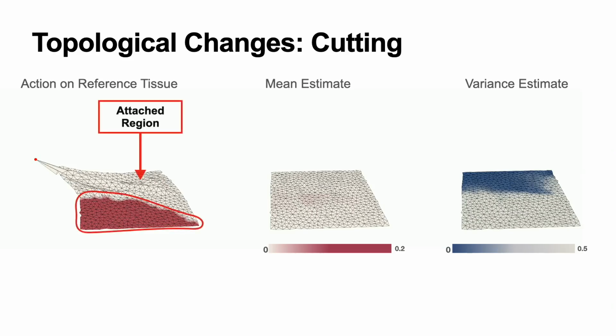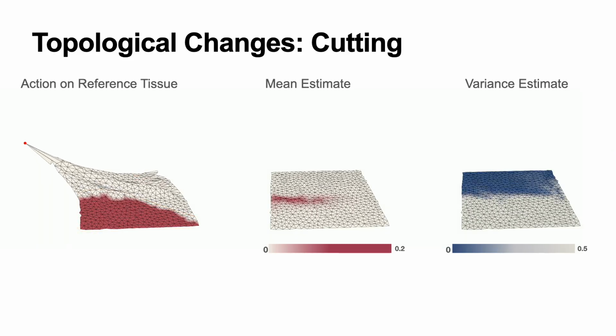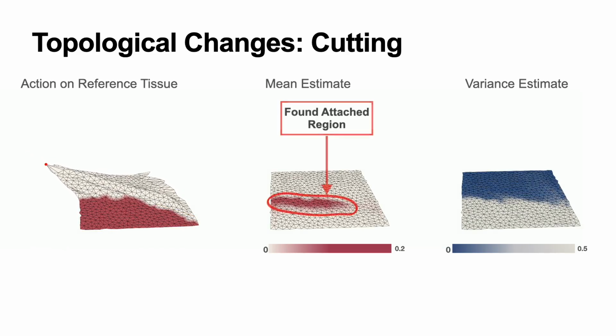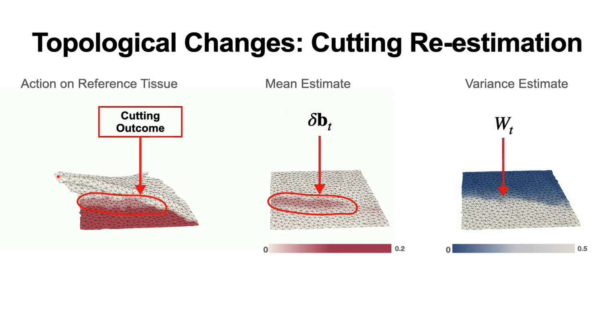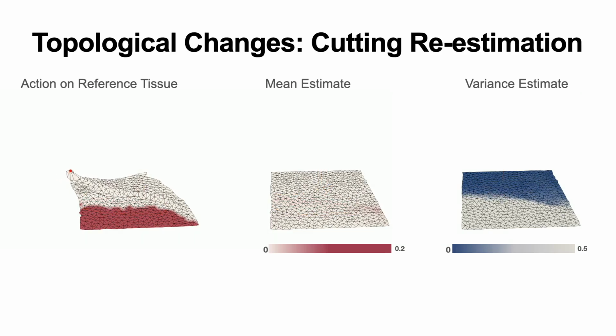Our approach also supports topological changes in boundary conditions such as cutting. We incorporate priors on the topological change into the Kalman filter's motion model. Here we show an example where we use our method to iteratively estimate and cut attached regions of the tissue.